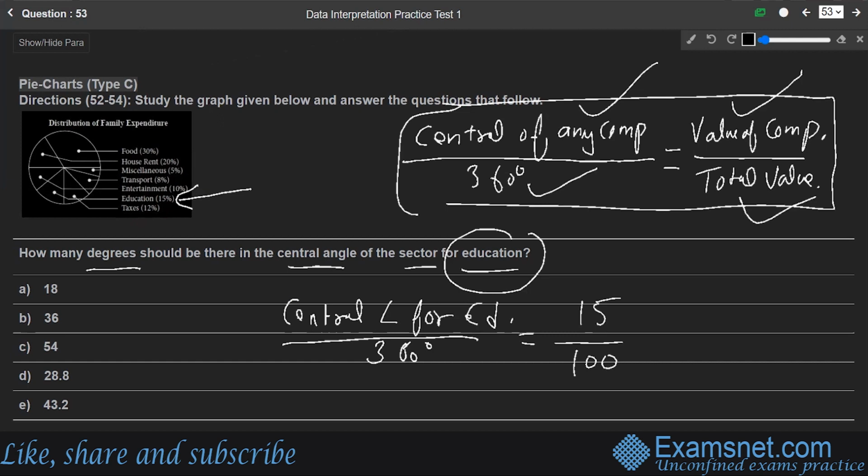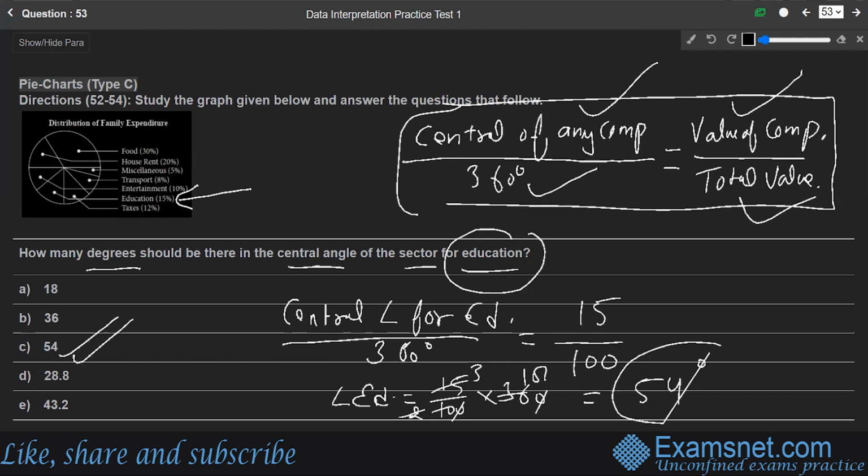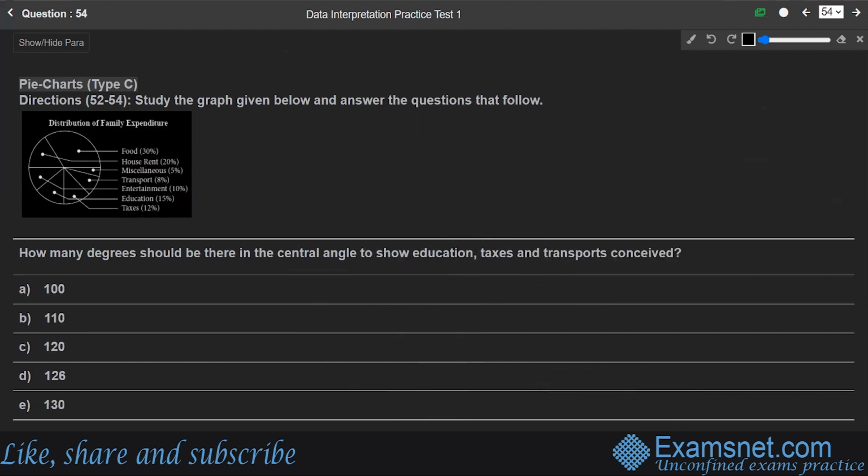If we calculate this, the central angle for education comes out to be 15 divided by 100 into 360. We need to solve this. 5 3s are 15, 5 2s are 10. So 2 cuts 36 by 18, so it comes out to be 18. Since 15% was given, it has to be 18 into 3, 54 degrees. So that becomes the central angle for the sector called education, available in option number C.